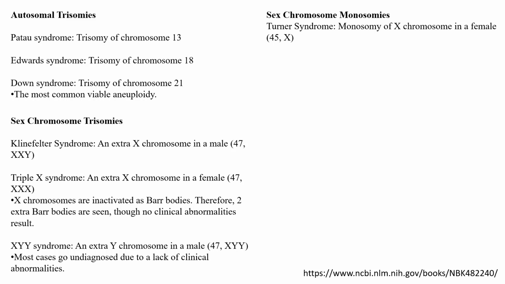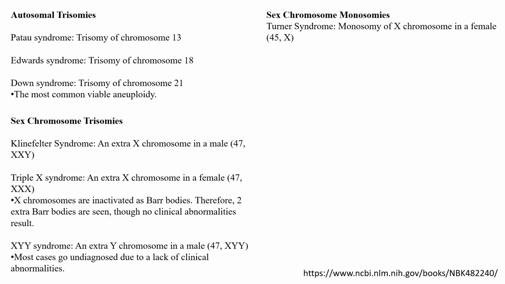Then there are sex chromosome trisomies as well. Klinefelter syndrome, where you have an extra X chromosome in a male, so you have XXY. You have triple X syndrome, where a female will have a whole extra X chromosome. So you will have 47 chromosomes with one X extra.